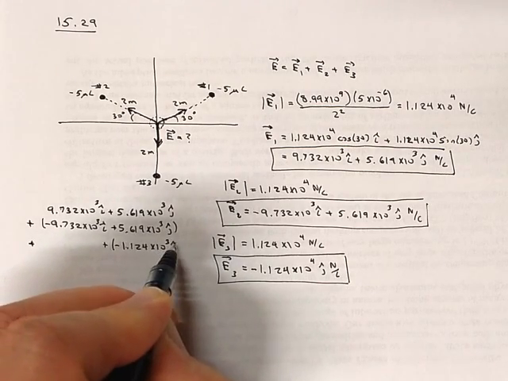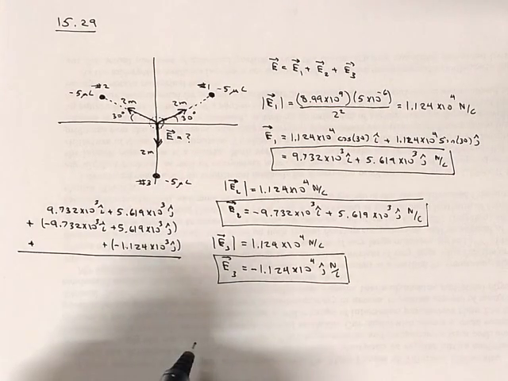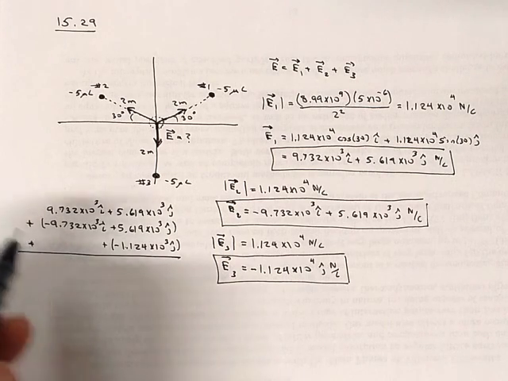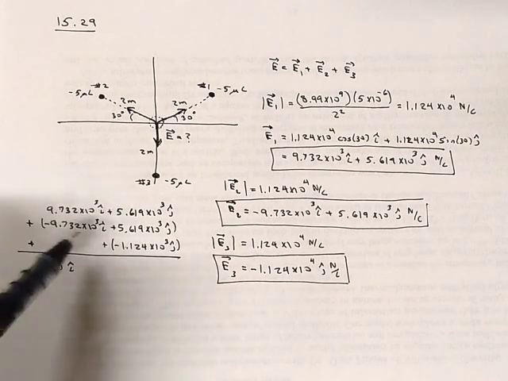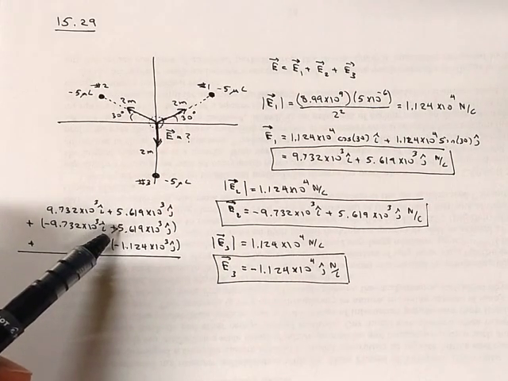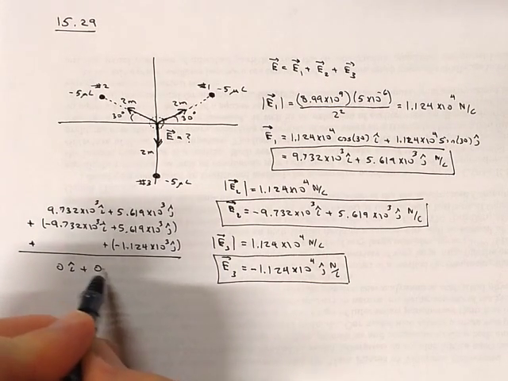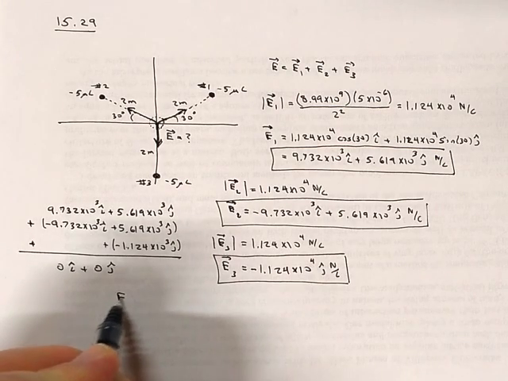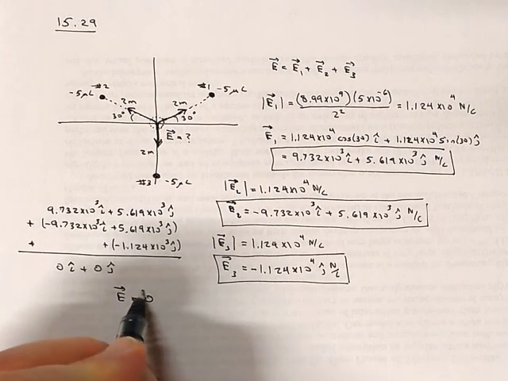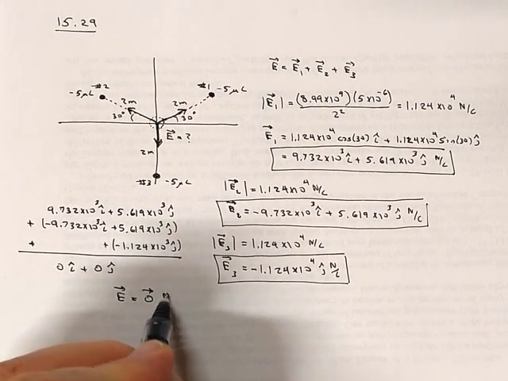If I add these up, the two x components give you 0. And if you add these two, you get 1.124 times 10 to the 4th, and then you subtract, and you get 0 j. So in fact, at the origin, the electric field is 0.